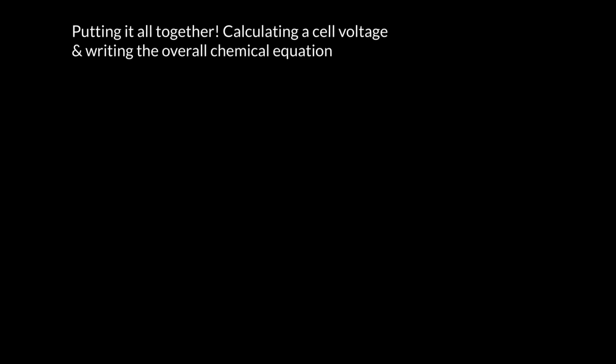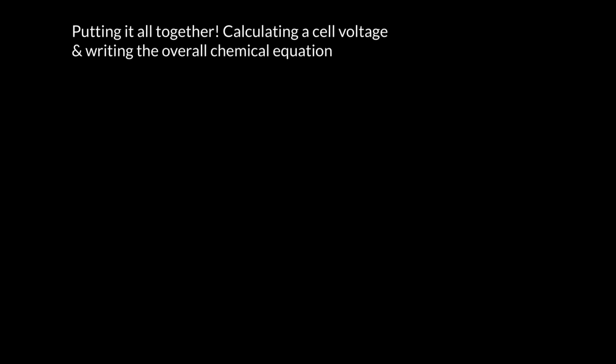So in this video, we're going to put it all together. There's been a lot of things to keep track of, so I think this video is very important to tie everything together. We have to be able to take a cell and calculate the cell voltage from standard electrode potentials and write the overall chemical equation.